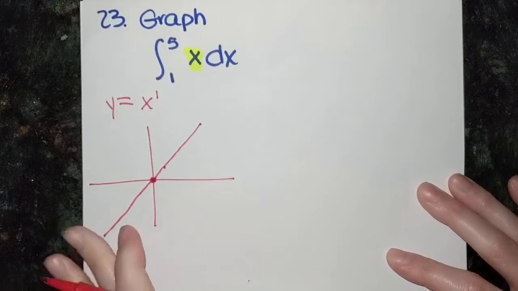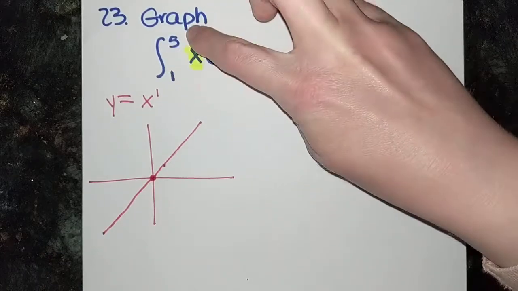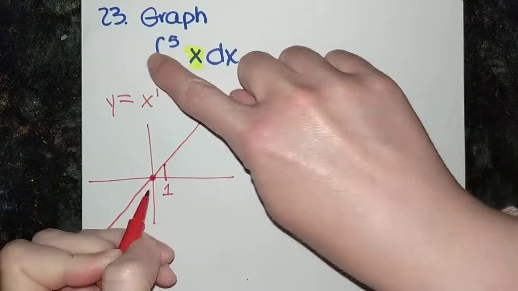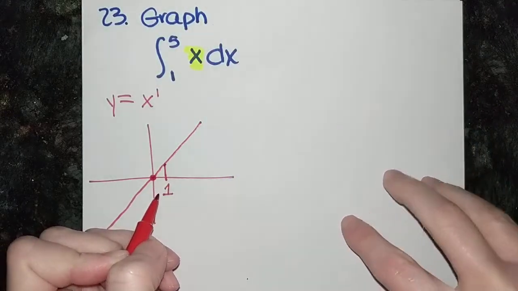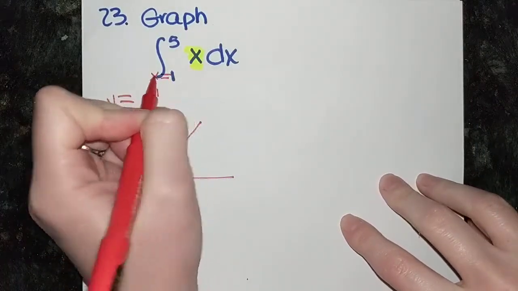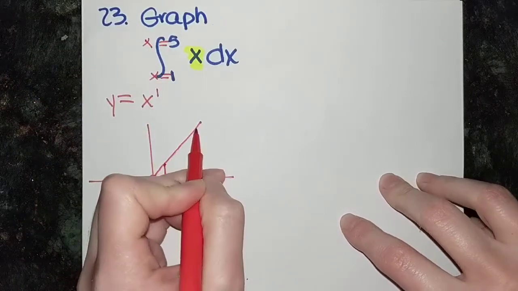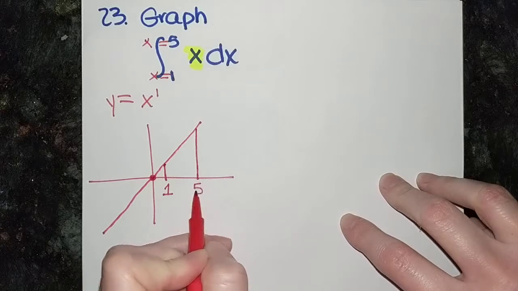All right, so once you have your line drawn, then you want to look at the bounds that you have. So the bounds go from x equals 1. Remember, everything in this integral is involving x. So this is x equals 1 to x equals 5. So it's going to go from 1 up to 5.